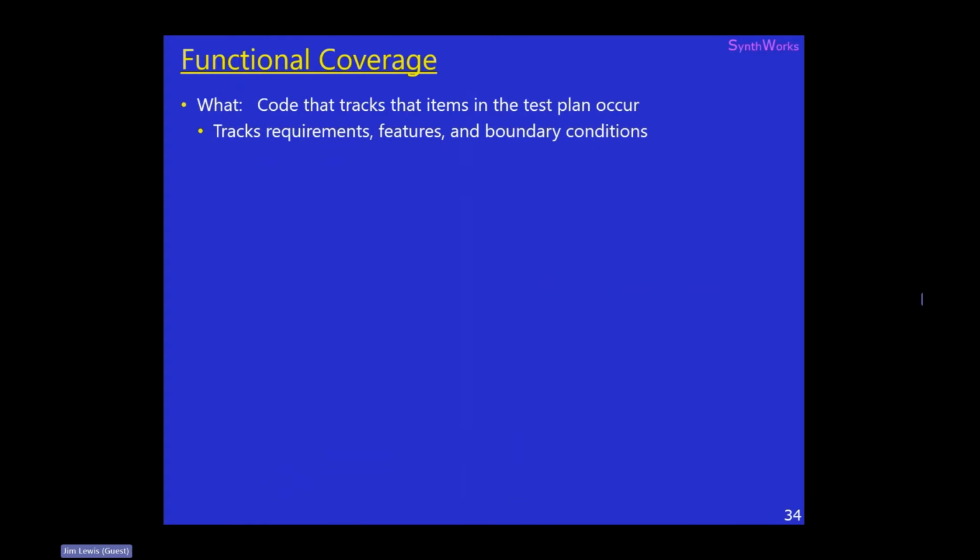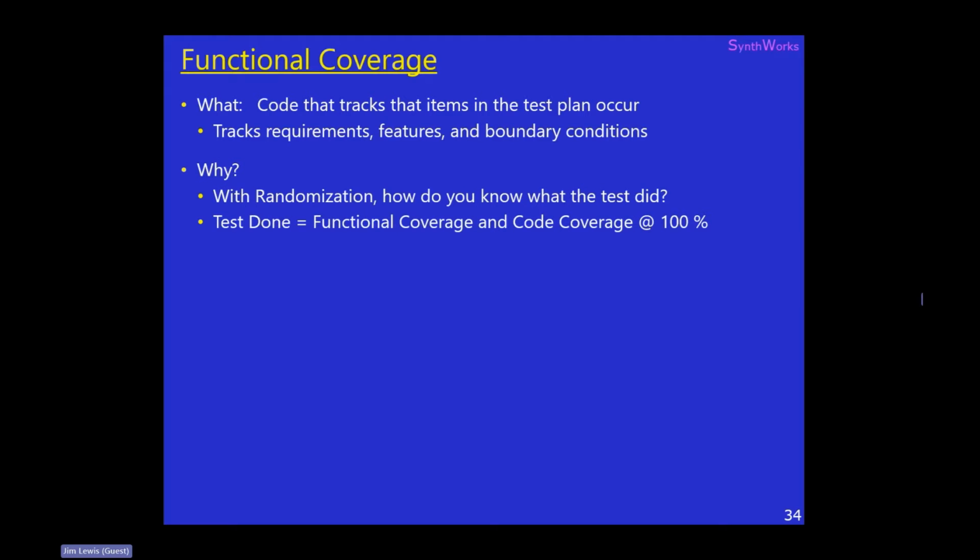Okay, the next thing we might add is functional coverage. Functional coverage tracks that items in your test plan happen. So we're tracking requirements, features, and boundary conditions. Why? Well, with randomization, do you really know what the test did? Sometimes no. So functional coverage plus code coverage at 100% is our indication that we got it.